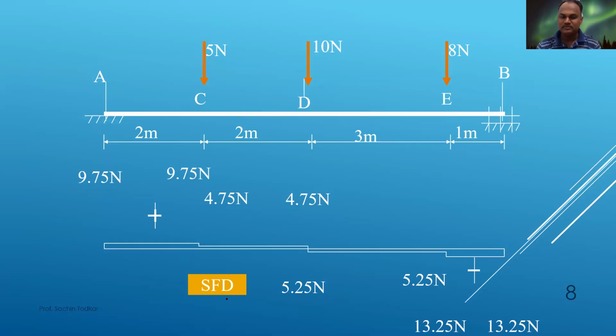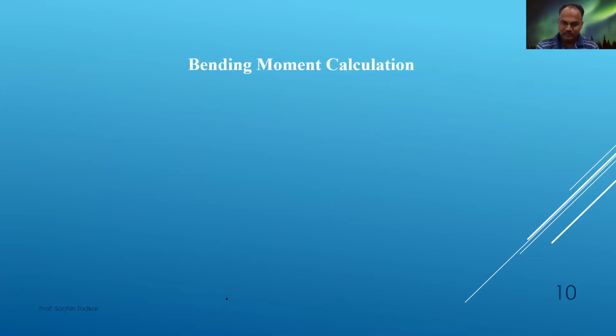Because in solid mechanics or strength of materials, the problem is with calculations only. The students make mistakes in calculations only, and that's why they fail in the examination. So you have to practice the calculations day by day. So this is the shear force diagram only. Then we'll see the bending moment calculations.